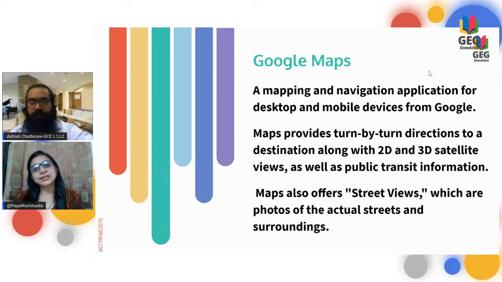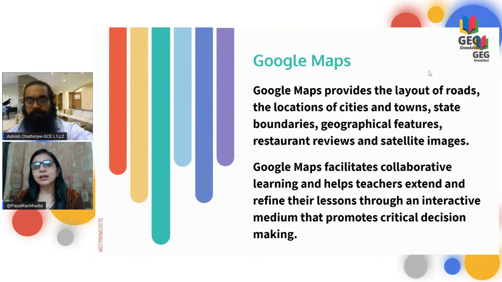Maps provide turn-by-turn directions to the destination along with 2D and 3D satellite views, as well as public transit information. You can use a car, a motorbike, a cycle, or walk. Maps also offers Street View, which are photos of the actual streets and surroundings. It looks like we are physically there, but it's virtual. And Google Maps provides the layout of the roads, the location of cities and towns, state boundaries, geographical features, restaurant reviews, satellite images, and many more.